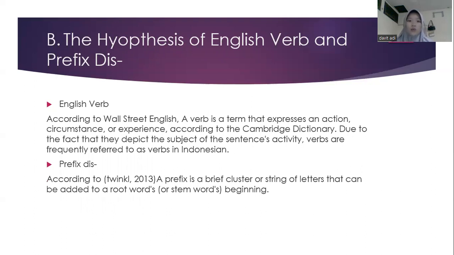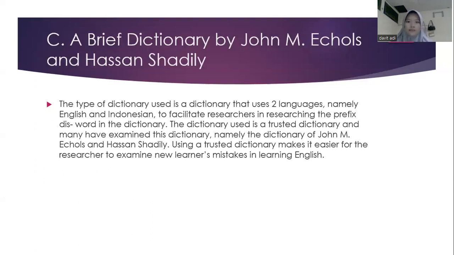English verb, according to Wall Street, a verb is a term that expresses an action, circumstance, or experience. And the prefix dis- is, according to Twinkle 2013, a prefix is a brief cluster or string of letters that can be added to a root word.